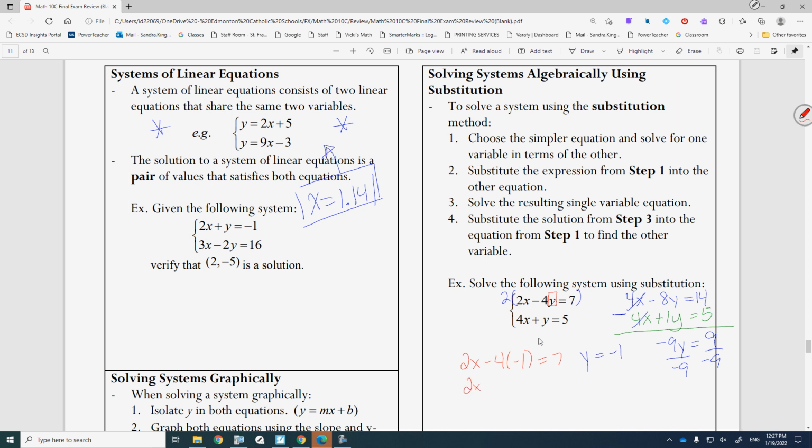2x, -4 times -1 is plus 4, equals 7. Subtract 4 from both sides. 2x is equal to 3. Solve for x by dividing by 2. X is equal to 3 over 2. So the solution to that system, those two lines intersected at 3 over 2, so when x is 1.5 and when y is -1. Those are when the two systems intersected.